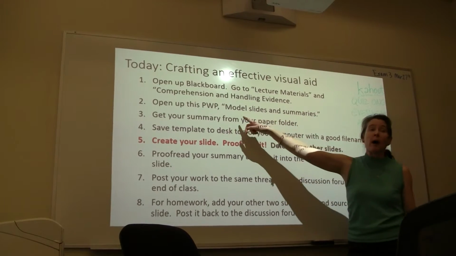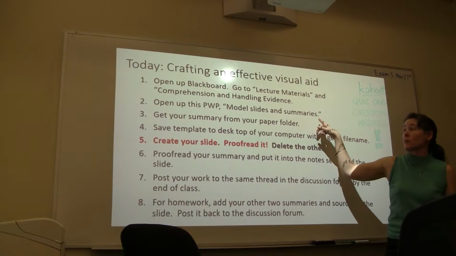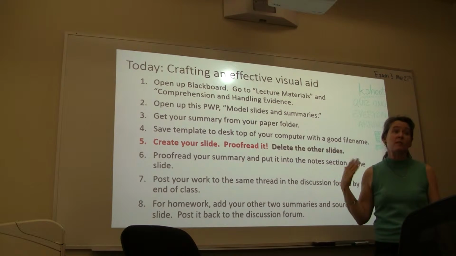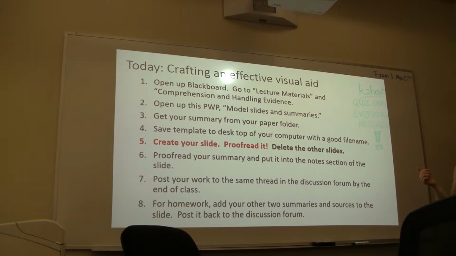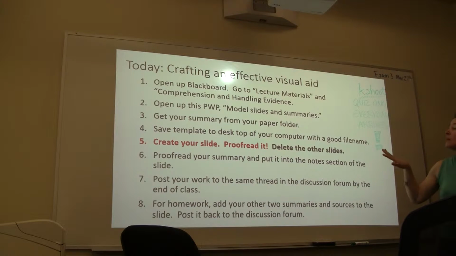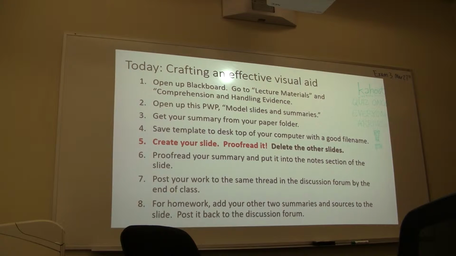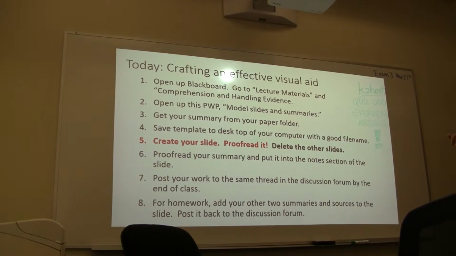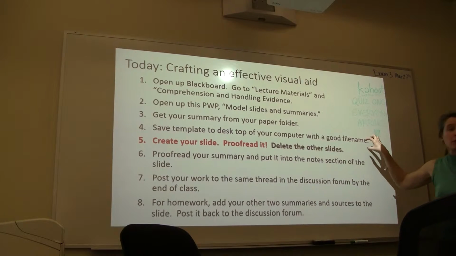The attachment is a PowerPoint, model slides and summaries. It's got these instructions on it. It's got a template for you to use, and it's got some model slides I'd like to show you. You'll also need your summary from your paper folder. You've got that. You'll need eventually to save the template to your desktop, so I'd recommend saving the whole file to your desktop. Give it an appropriate file name, speech slide, or history of basketball, or whatever your topic is. Save it to the desktop of your computer.